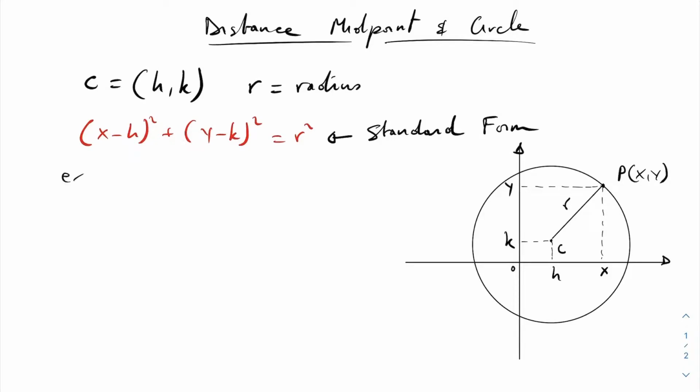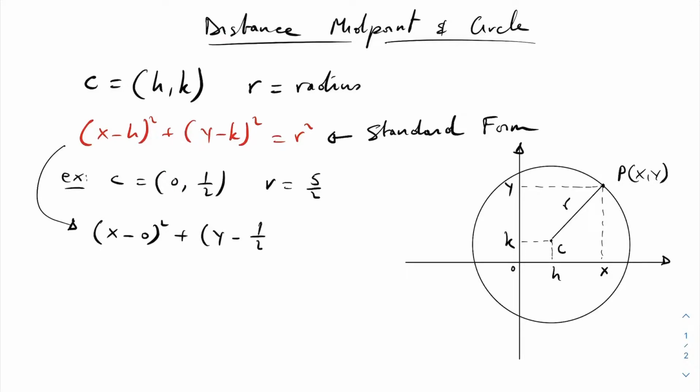So if I were to ask you to find the equation of a circle centered at C equals 0, 1 half, with radius r equals 5 over 2, all you have to do is plug this point and the radius into our equation here, and you would get x minus 0 squared, because h is 0, plus y minus 1/2 squared, because k is 1/2, equals 5/2 squared, because r is 5/2. And so this standard form of our equation is really all we need for this equation of a circle.